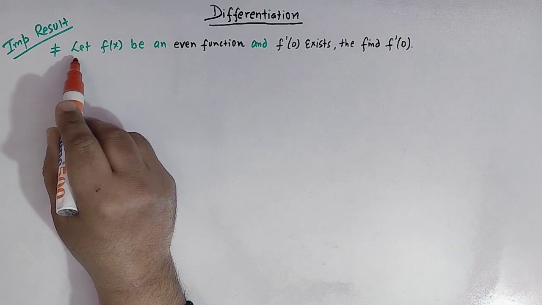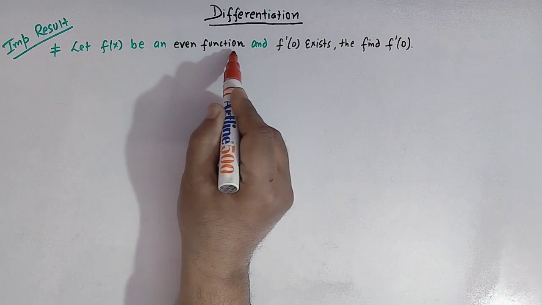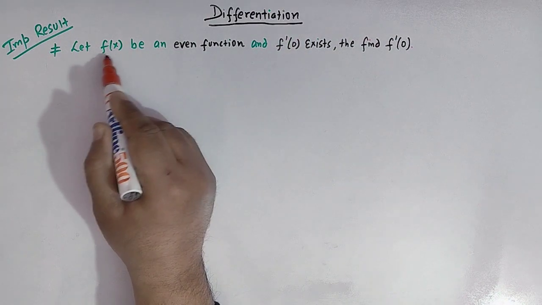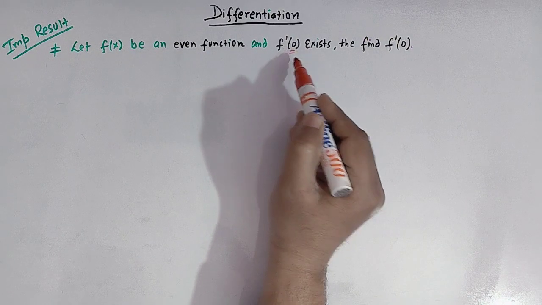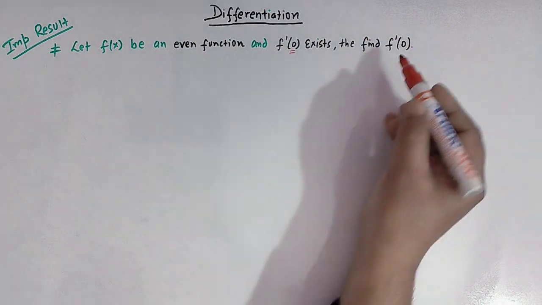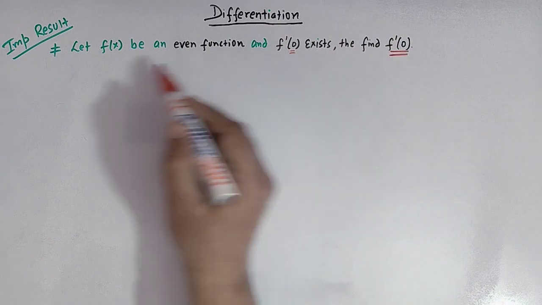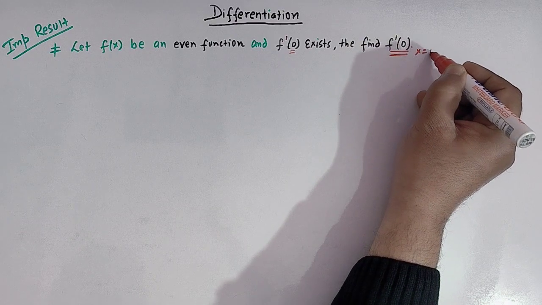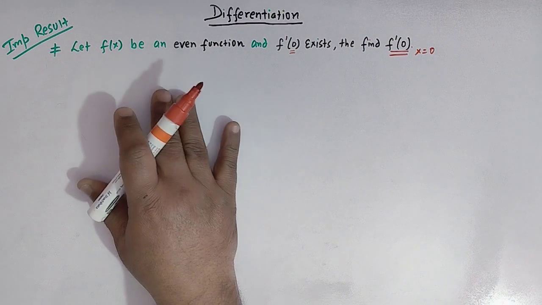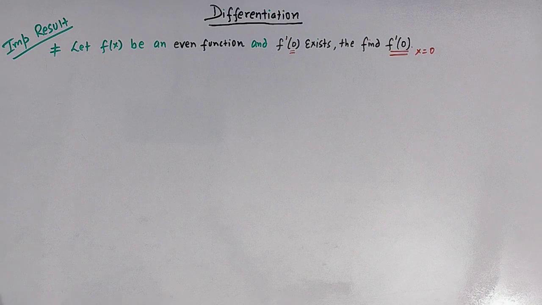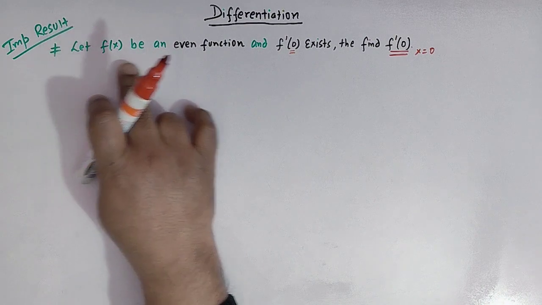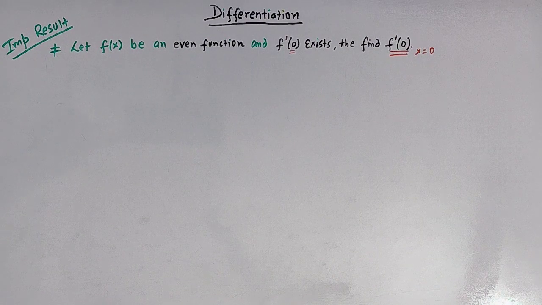The statement goes like this: let f(x) be an even function, and the derivative of f(x) at x equal to 0 exists. Then we have to find the derivative of f(x) at x equal to 0. So here we'll see the concept of even function, and then we'll give a general proof for this statement.